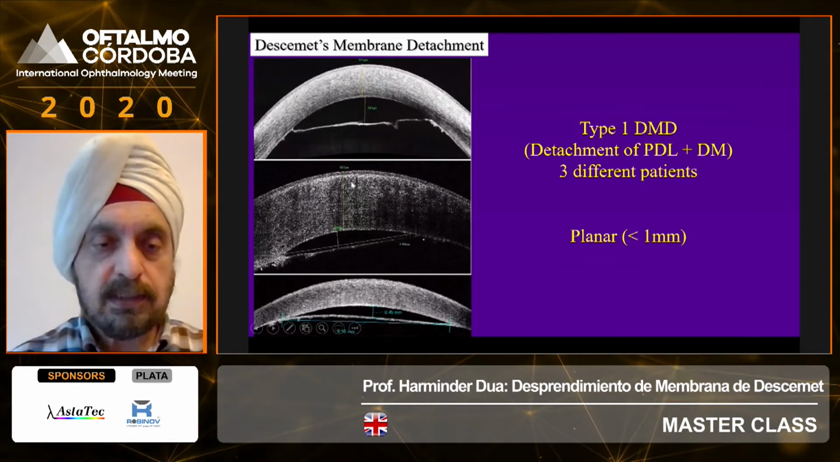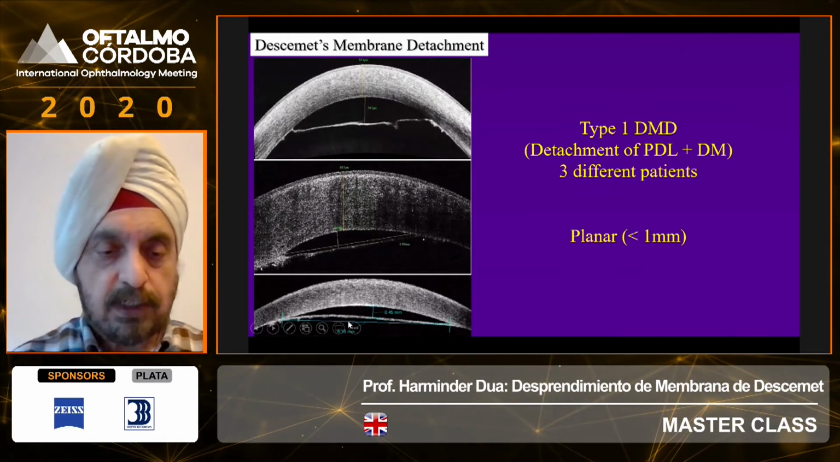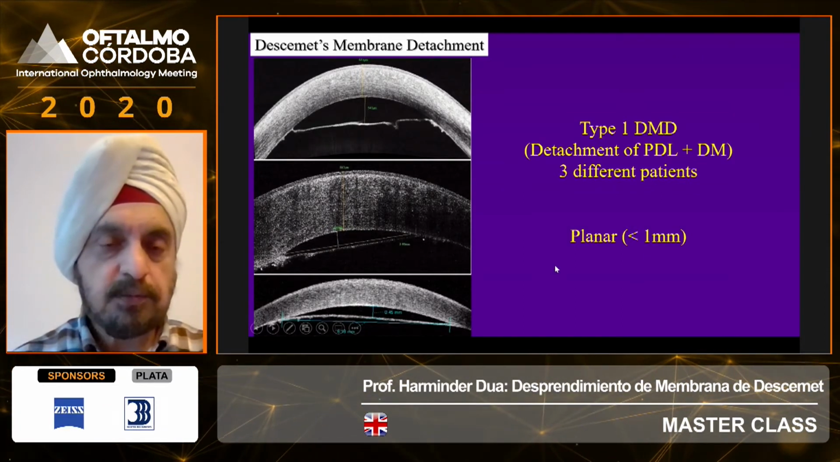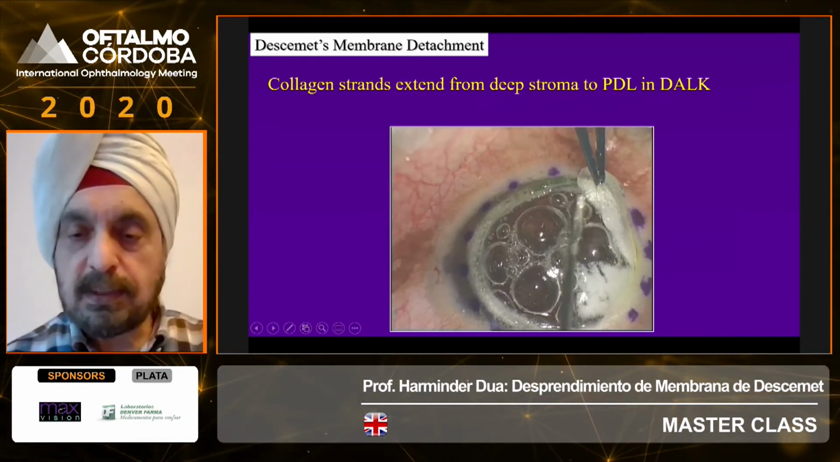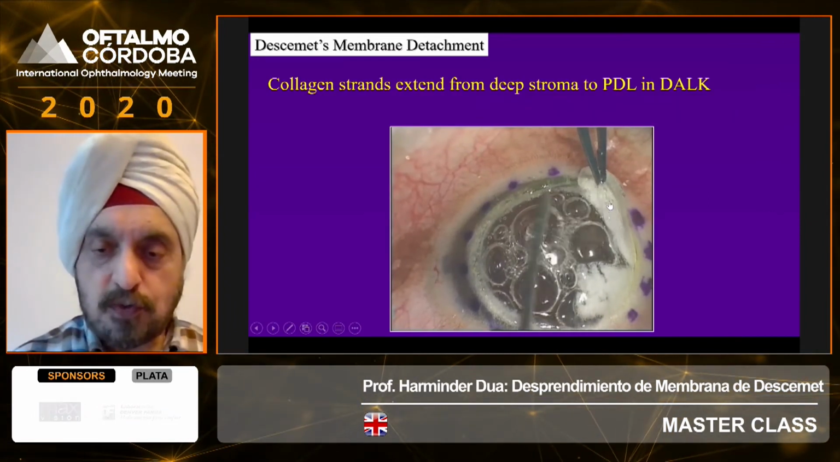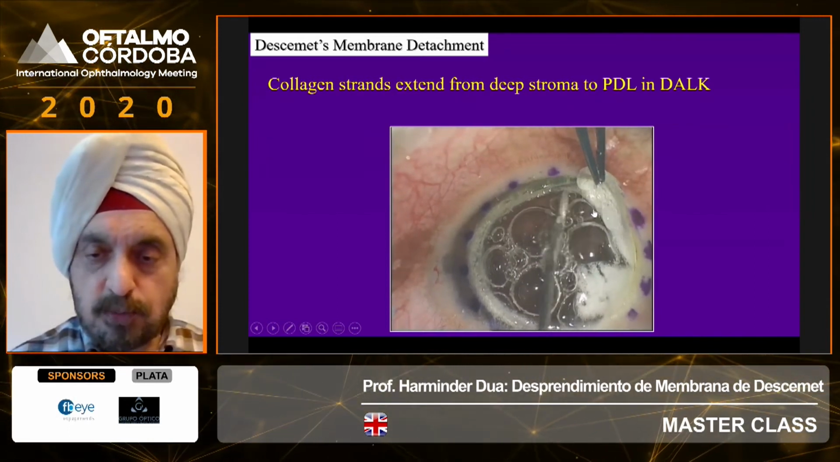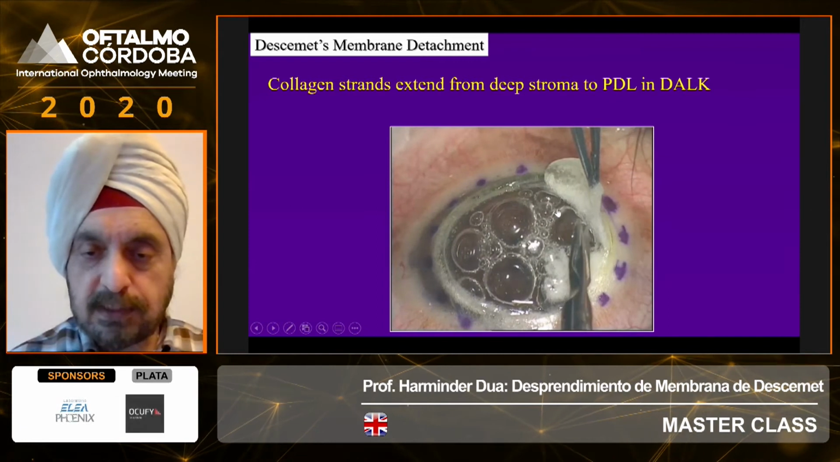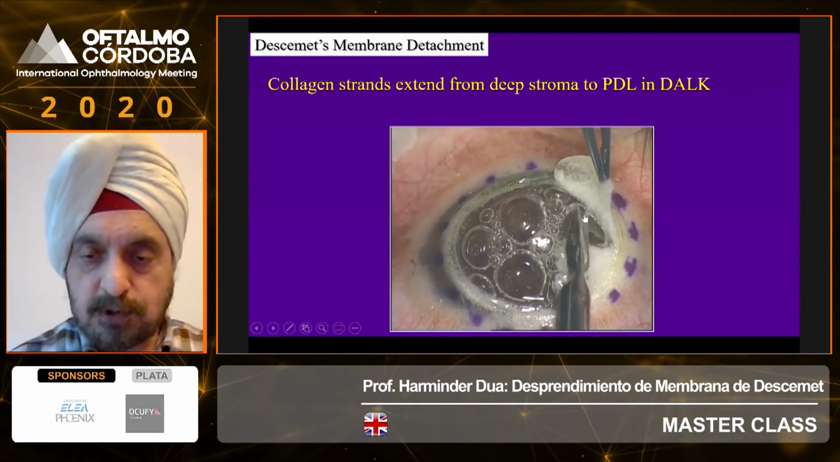And here are some other examples, and because the distance from the cornea is less, we can call them all planar detachments, meaning less than 1 millimeter. Now, sometimes when we do the DALK operation, we see these strands of stroma between the deep stroma and the anterior surface of the pre-Descemet's layer. So these are strands that are extending from the deep stroma.